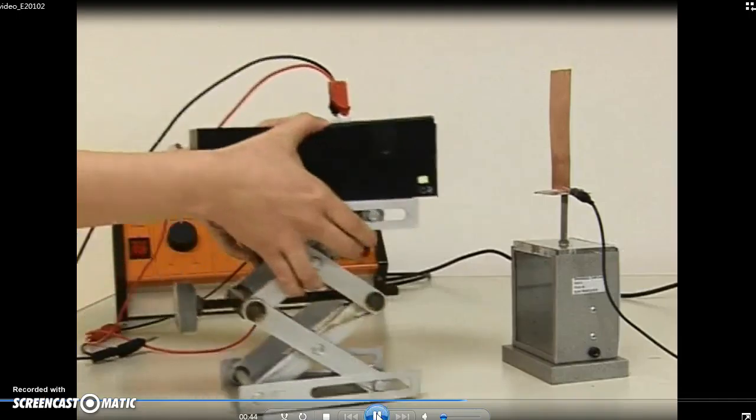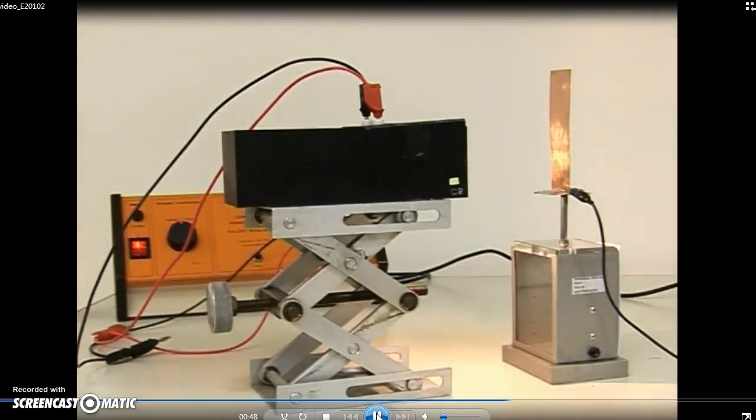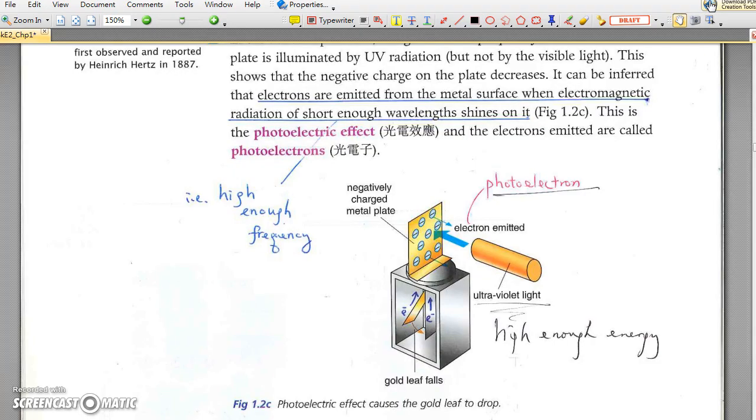However, in the first step of the experiment, we used a normal light source. But this normal light source does not make the gold leaf fall. So how can we explain this? Yes, because ultraviolet light has high enough energy.